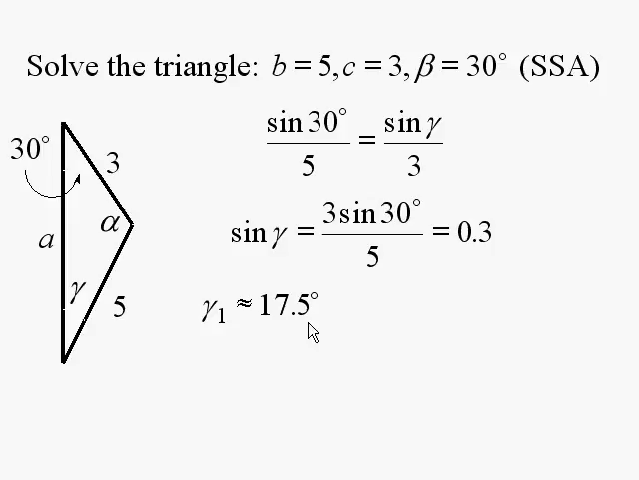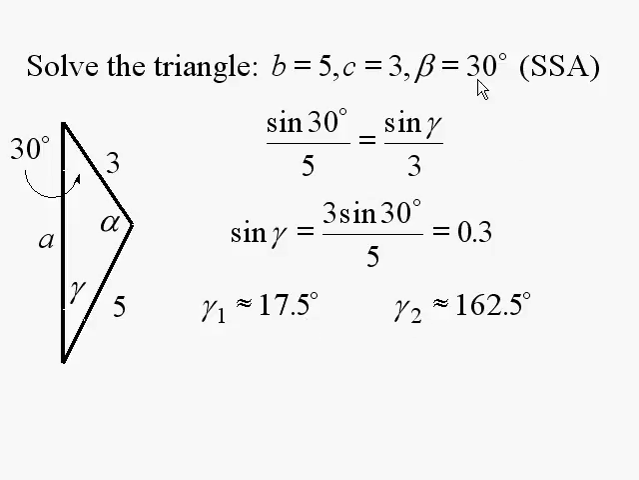But there is another angle that would fit in the triangle that has the same value of sine. Remember, sine is positive in quadrants 1 and 2, and there's a quadrant 2 angle that works too. It's the supplement of this angle, 162.5 degrees. So depending on which one I choose, I could have two possible triangles to draw.